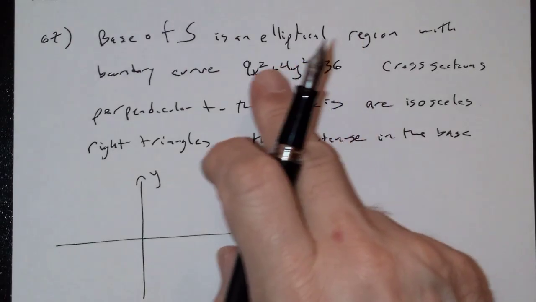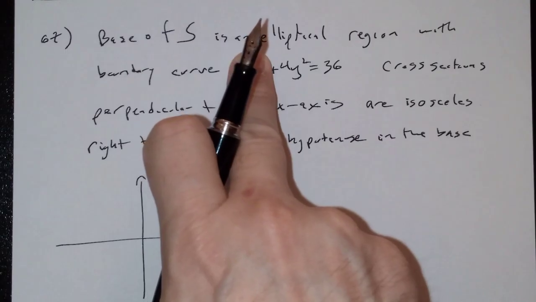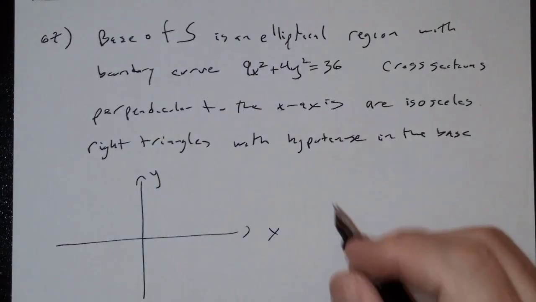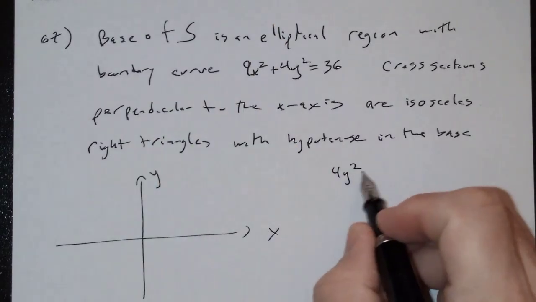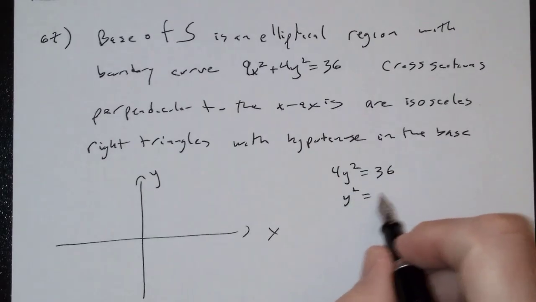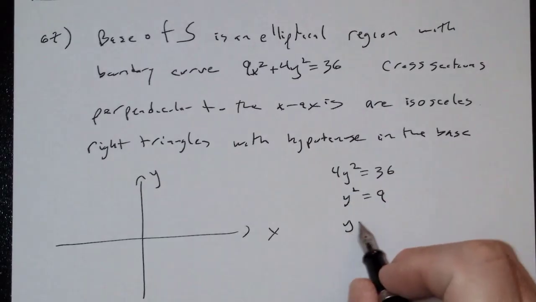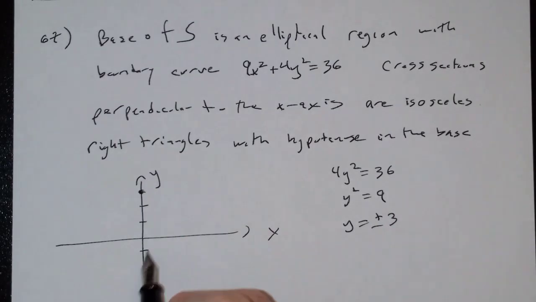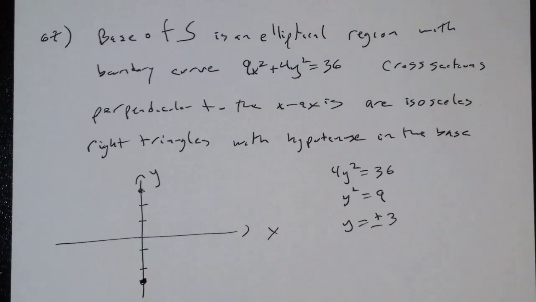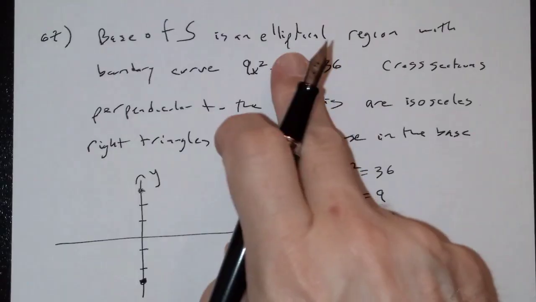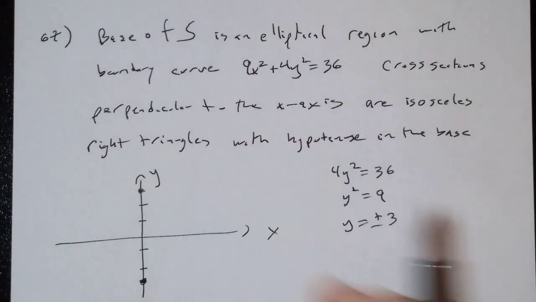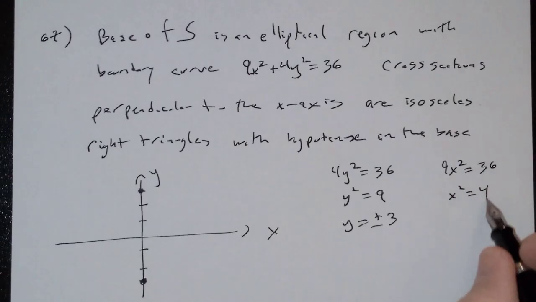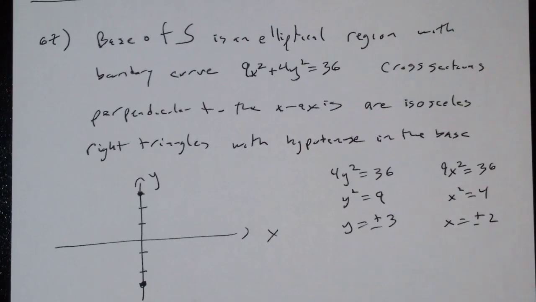If x is 0, I get 4y squared equals 36, or y squared equals 9. So y is plus or minus 3. If I set y equal to 0, I get 9x squared equals 36. So x squared is 4. So x is plus or minus 2.